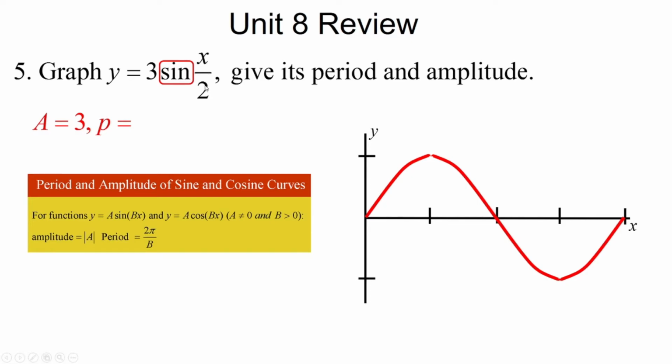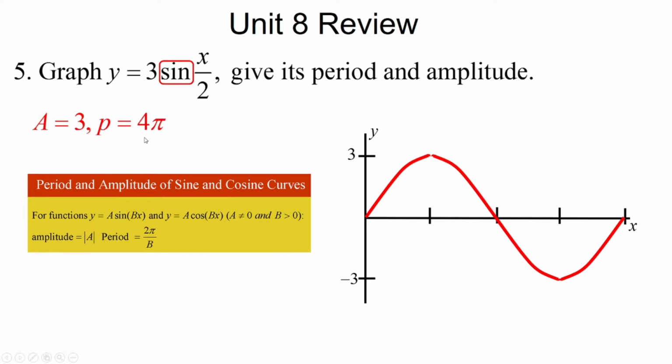That means we're dividing by 2 or multiplying by 1/2. So the b is 1/2. So if I take 2 pi and I divide by 1/2, that's going to give me a 4 pi. Oh, here's my amplitudes right here. So I'm going to go up to 3 and have a min of -3.